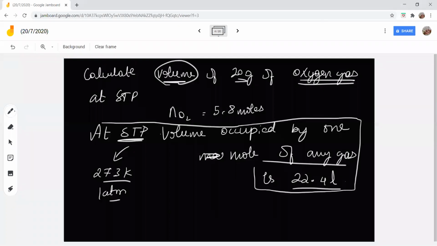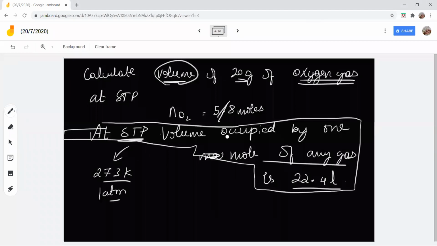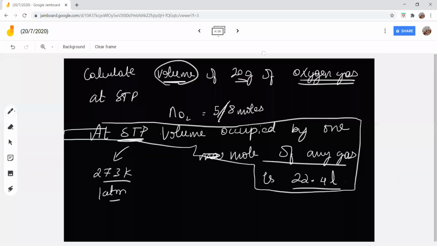Ma'am, that is 0.58 or 5.8? Sorry, 5 by 8. Okay, 5 by 8 moles you have. The number of moles of O2 is 5 by 8. Oh, that's why everyone got the wrong answer. Sorry. So the number of moles of O2 that I have got here is 5 by 8 moles. If so, what will be the volume? Good, Elilan. Lakshita, good. Sai Kripa, just work it out again.